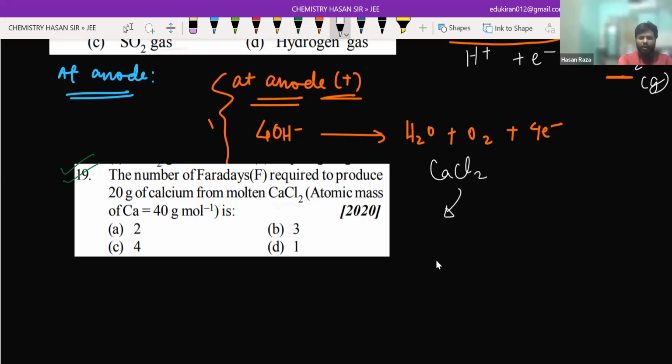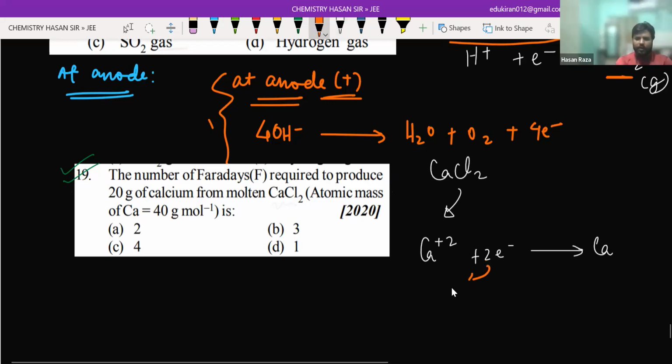If you have CaCl2 in molten state, that means calcium will be in +2 oxidation state. Since it is positive, it will gain electron and convert itself into calcium. Now, how you read it? This is basically 2 mole electron that is giving you 1 mole calcium. Can I write this? Yes or no? Yes, sir.